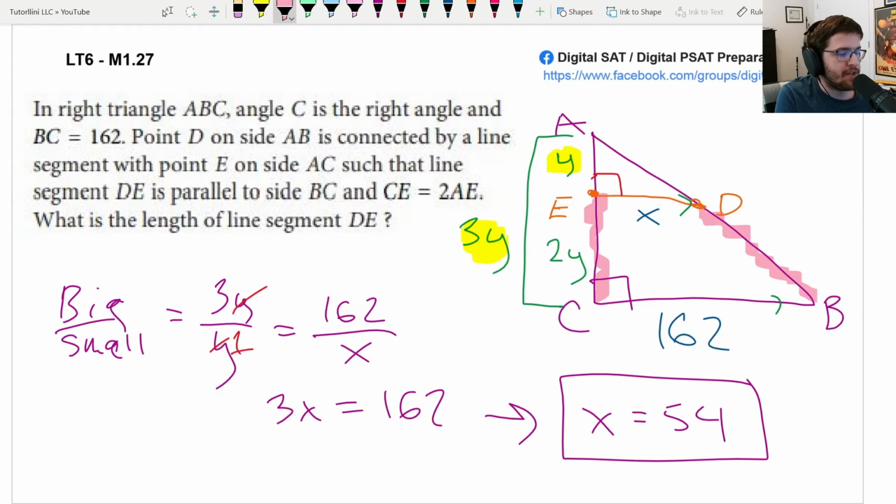Okay, and the other thing is, Kyle, I know you've done many problems, but how did you know it was similar? Well, they told us those two sides are parallel. So when parallel lines are cut by a transversal, we know that the corresponding angles are equal. So this angle is equal to this angle, and this angle is equal to this angle. So they're similar by the angle-angle similarity criterion.